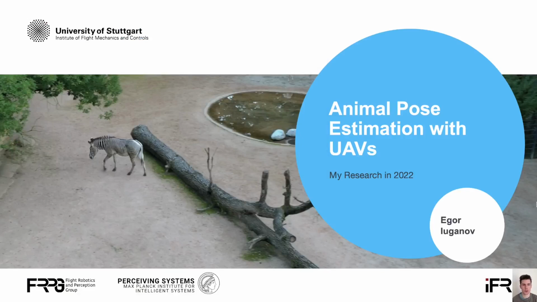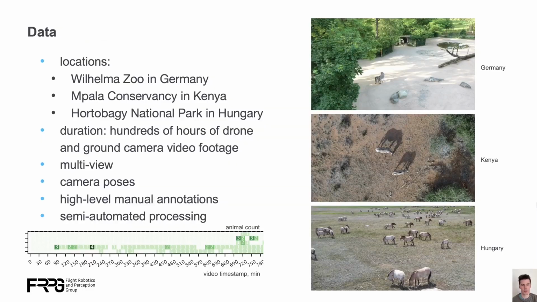In this presentation I would like to give a brief overview of what I've been working on this year. First, my group and I collected a significant amount of data. We collected it at 3 locations: Mpala Conservancy in Kenya, Wilhelm Zoo in Germany, and the Autobahn National Park in Hungary. The data includes hundreds of hours of drone and ground camera high-resolution video footage, as well as metadata, including camera poses.